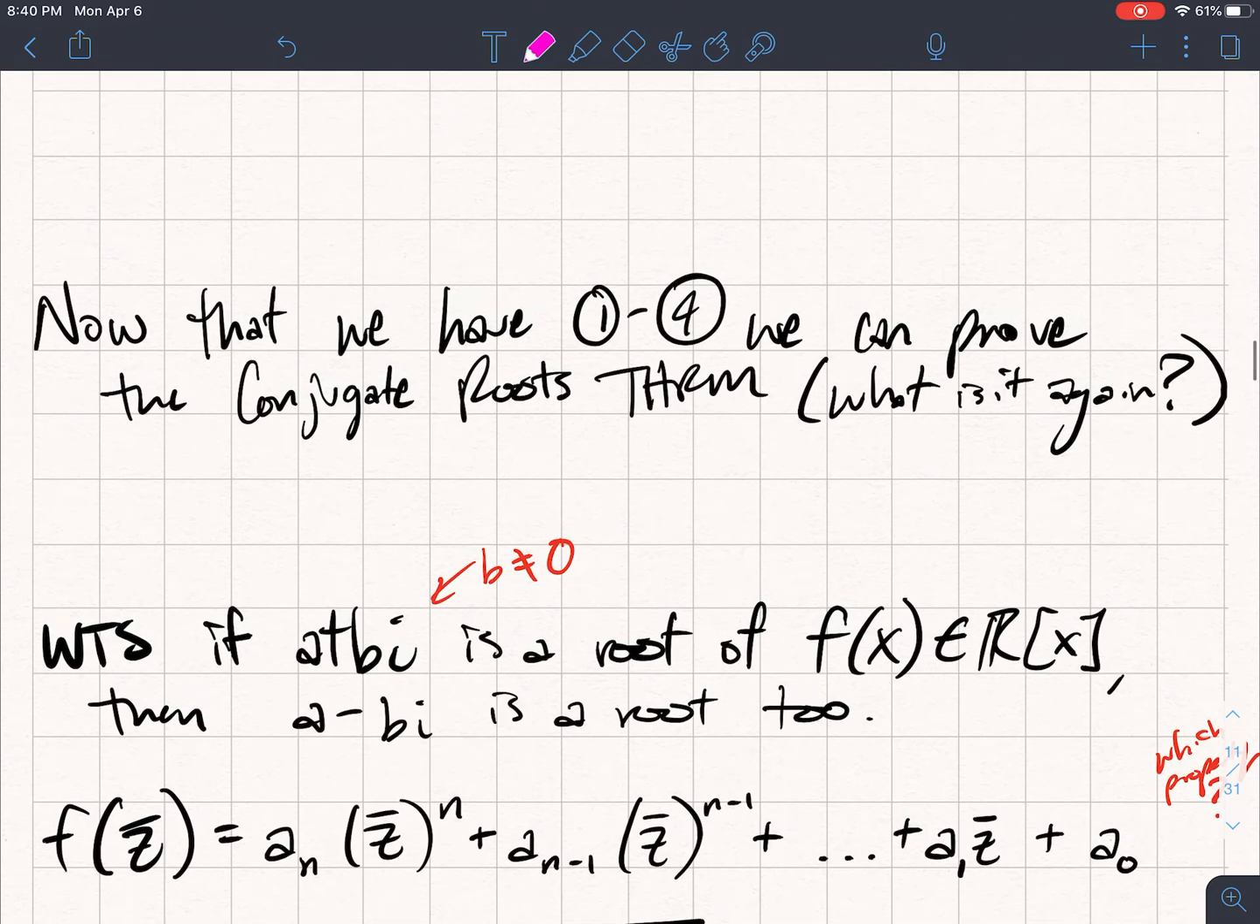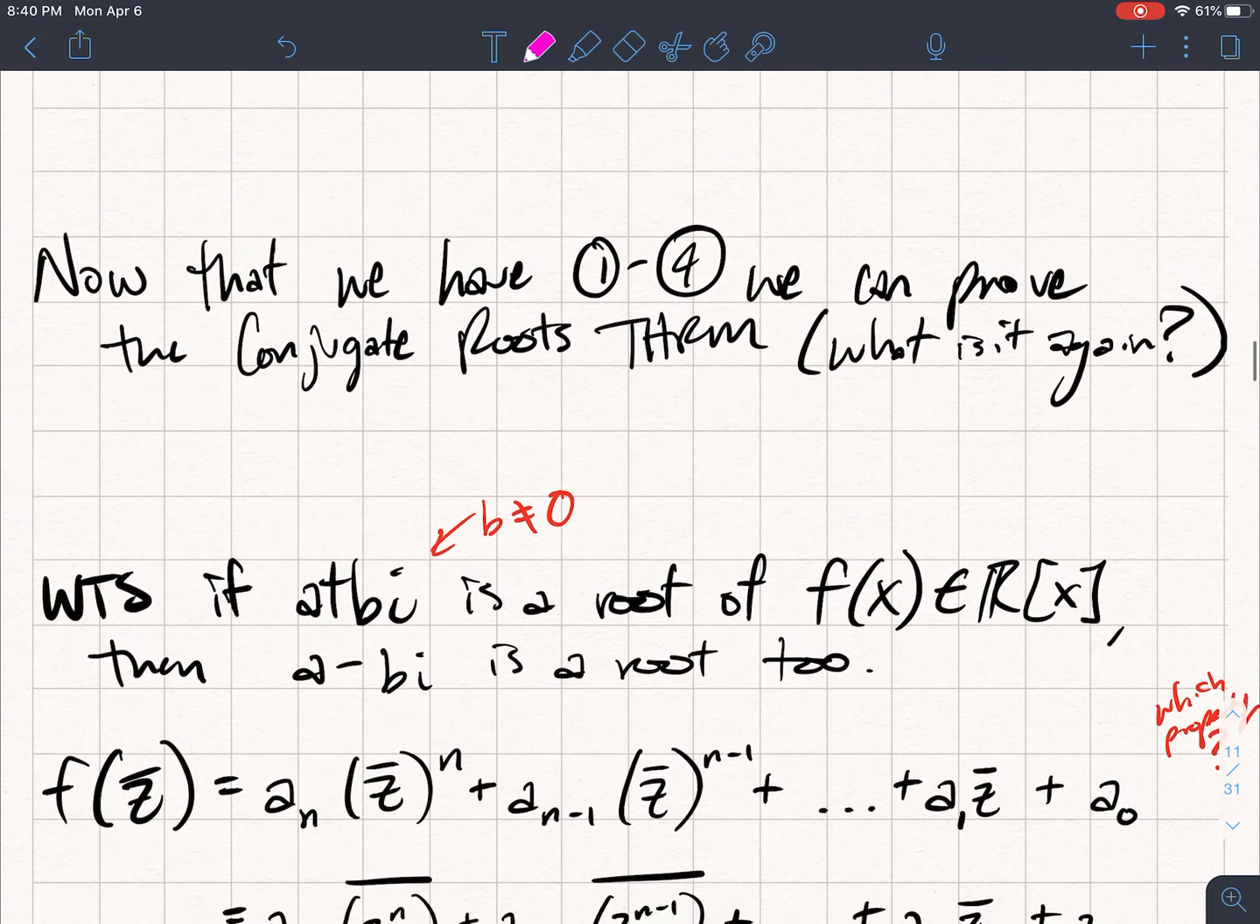So first thing, I'm going to assume that z is a root of f. And then I want to see what I get when I stick the conjugate of z into the function f. And if I get 0, then I'm good. We've proved the conjugate roots theorem. So I take the function f, I plug in the conjugate of z, and that's what I get, that line there.